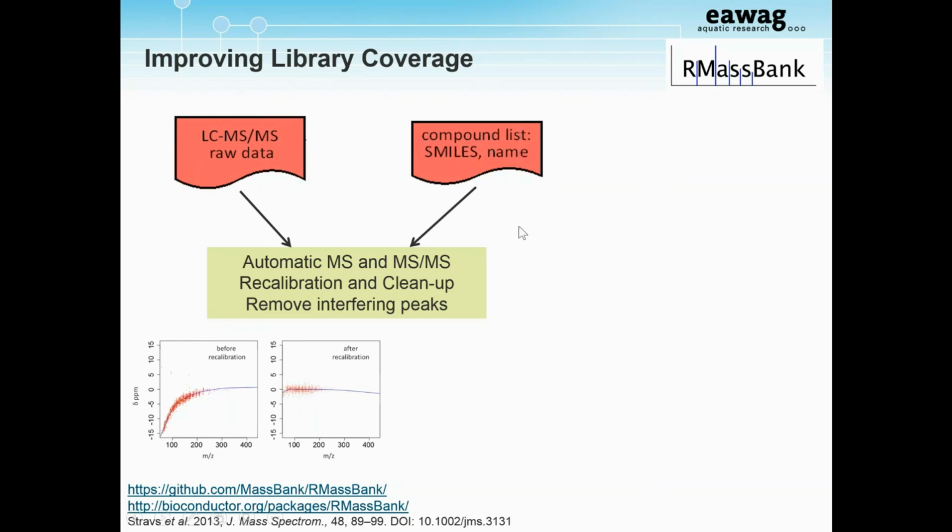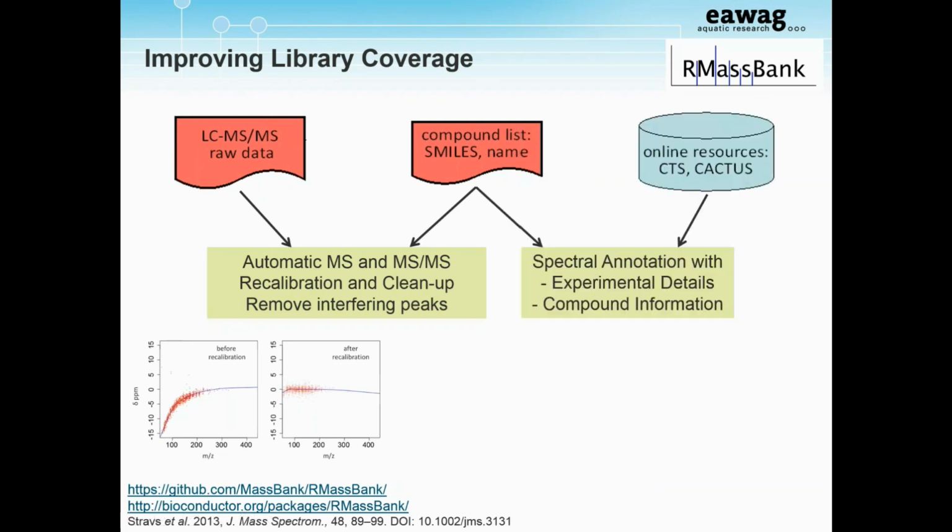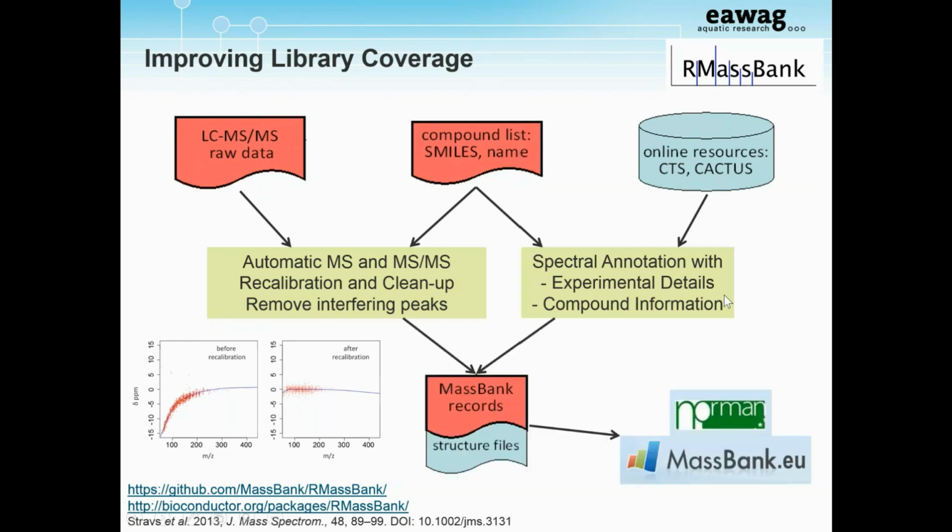We'll then perform automatic MS and MS/MS detection, recalibration, cleanup, remove some interfering peaks, and then actually use web services to perform all of the annotation for you so that you don't have to search out all the individual identifiers yourself, but we can do this work based on the SMILES for you. We'll also annotate your spectra with the experimental details and prepare these already in a format that will allow us to upload this to MassBank. This was basically how we managed to, in such a short time, get so many spectra into MassBank EU.